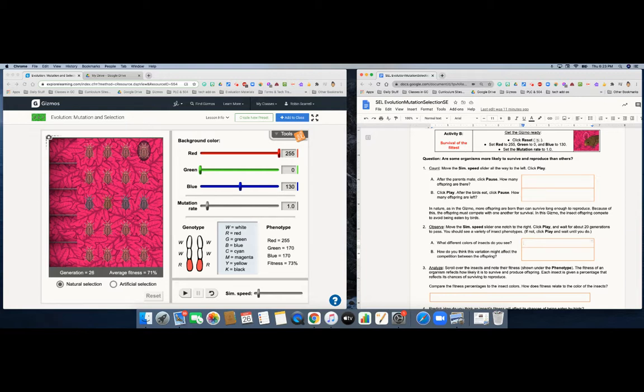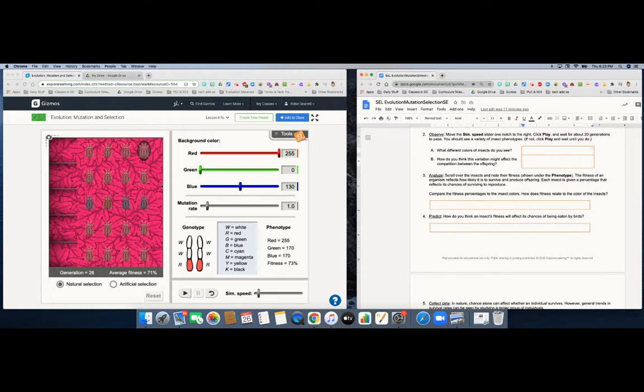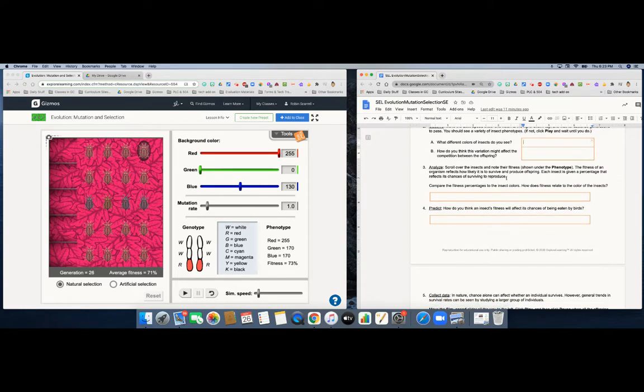Okay, so let's look at this next section, which is analyze. We're going to scroll over the insects and note their fitness shown under the phenotype. Remember, fitness is the likelihood that they are going to survive and therefore reproduce. So the fitness of an organism reflects how likely it is to survive and produce offspring. Each insect is given a percentage that reflects its chances of surviving to reproduce. Compare the fitness percentages to the insect colors. How does the fitness relate to the color of the insect?